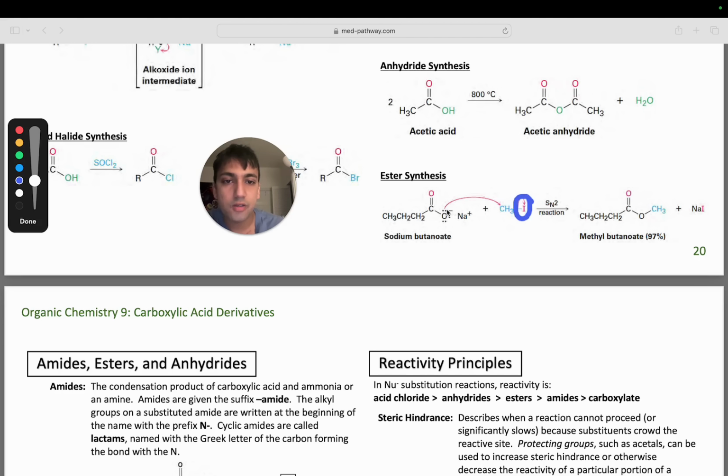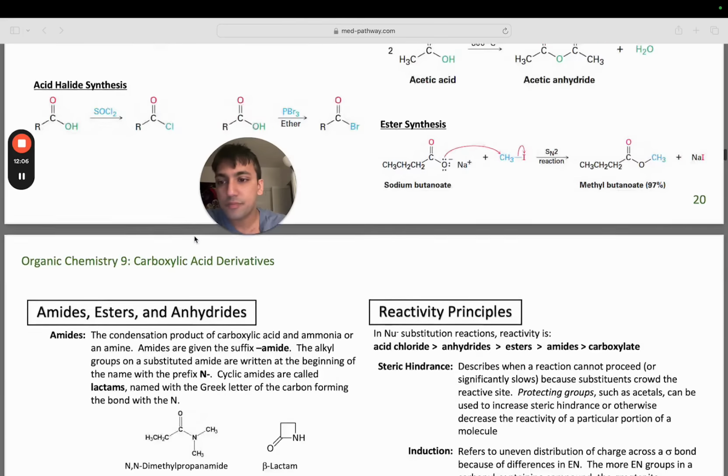This iodine is going to attack this. It's going to form a bond here. The iodine is happy to leave, and so basically what's happened is that we've replaced the iodine over here with this molecule over here, the sodium butanate. And then the sodium and iodine form a bond, but in solution they're not going to exist together. They're just going to separate into sodium particles and iodine particles. So that's how you form methyl butanate.